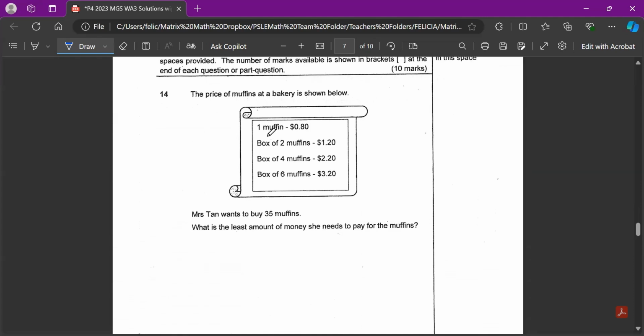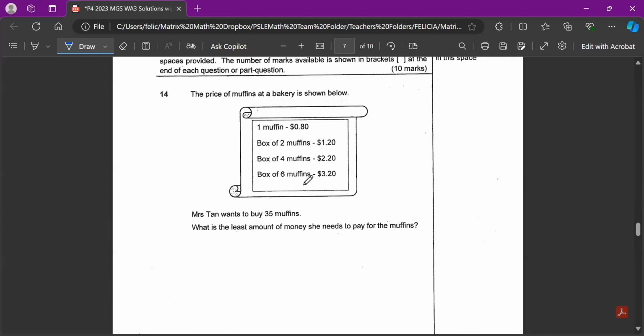The price of muffins at a bakery is shown. So notice that for the prices, there are different types. Every muffin you buy is 80 cents. But if you decide to buy a box of 2 muffins, it's 120. Box of 4 muffins is 220, and 6 muffins together is 320.